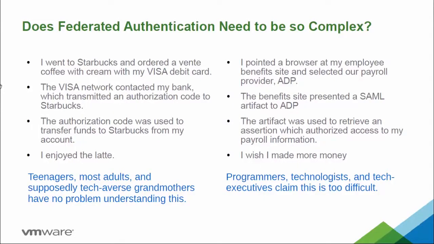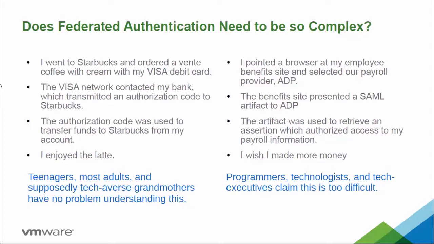I went to Starbucks and ordered a venti coffee with cream with my Visa debit card. The Visa network contacted my bank, which transmitted an authorization code to Starbucks. The authorization code was used to transfer funds to Starbucks from my account. I enjoyed the latte. Now, teenagers, most adults, supposedly tech-averse grandmothers have no problem understanding this. This is easy, right? It's a debit card. I'm getting a latte. My mother does this just fine.